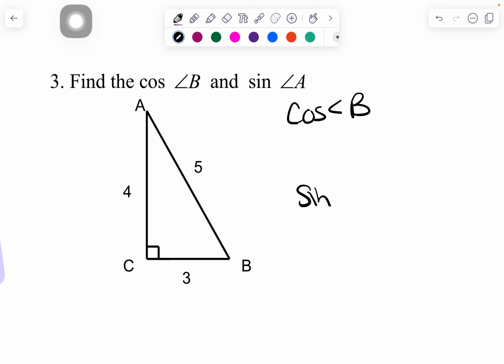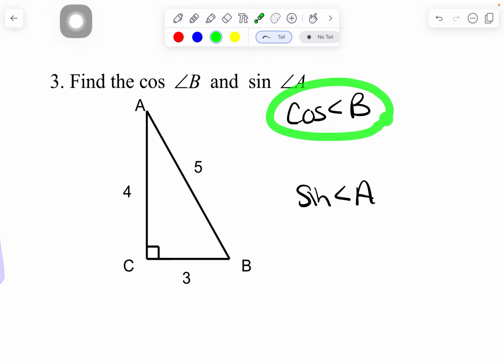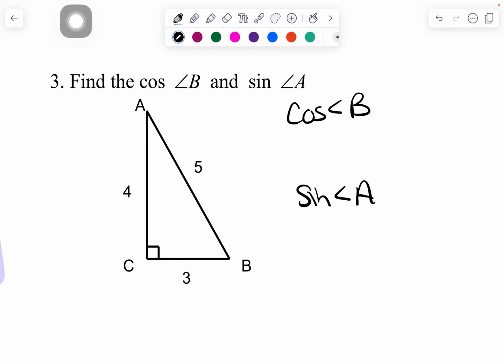And then separately, I'm going to figure out the sine of angle A. So let's start with cosine of angle B. I'm going to go with pink for this one because I can. So angle B is down here.